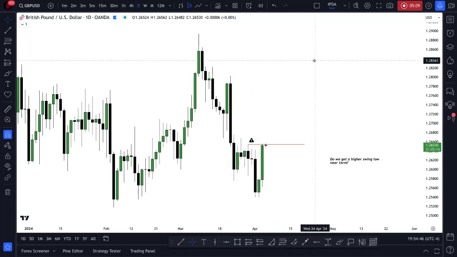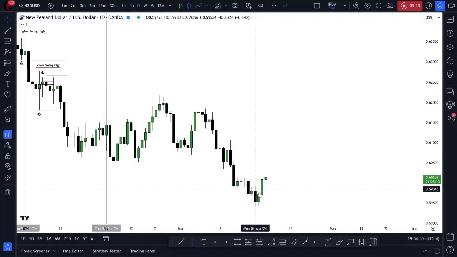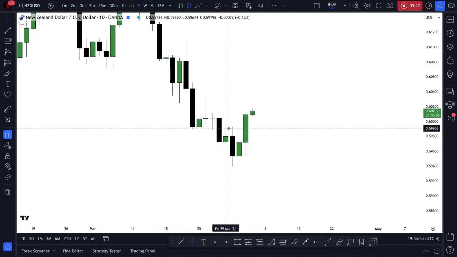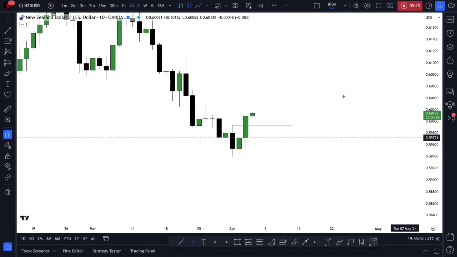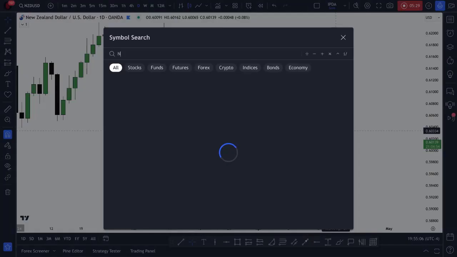So let's take a look at New Zealand dollar versus US dollar. And the same thing can be said and seen here too. So price also broke a swing high formation. So we got some signs of intermarket analysis that we might be on the right page here. And the market is starting to get ready to trend.